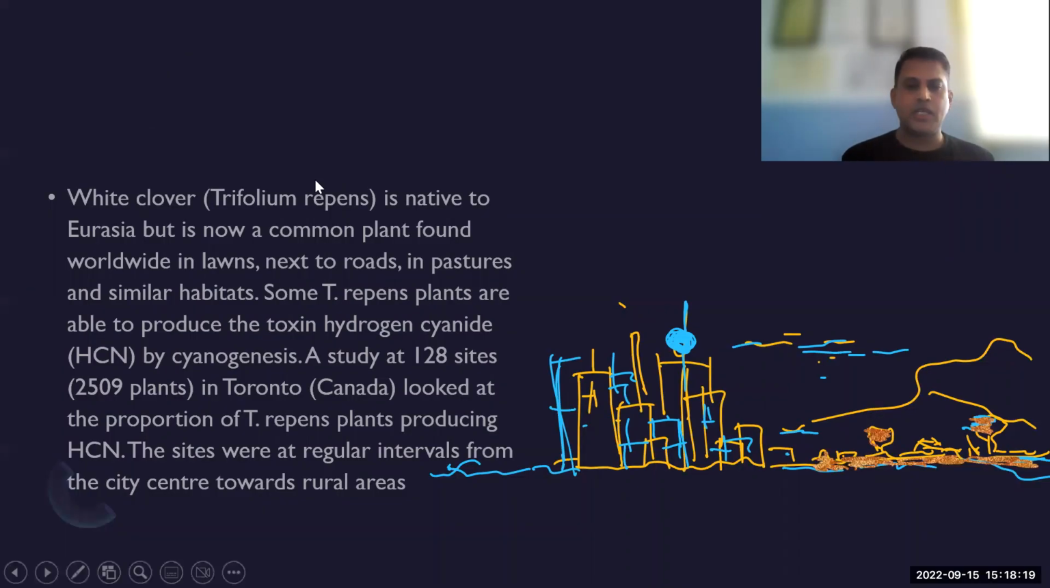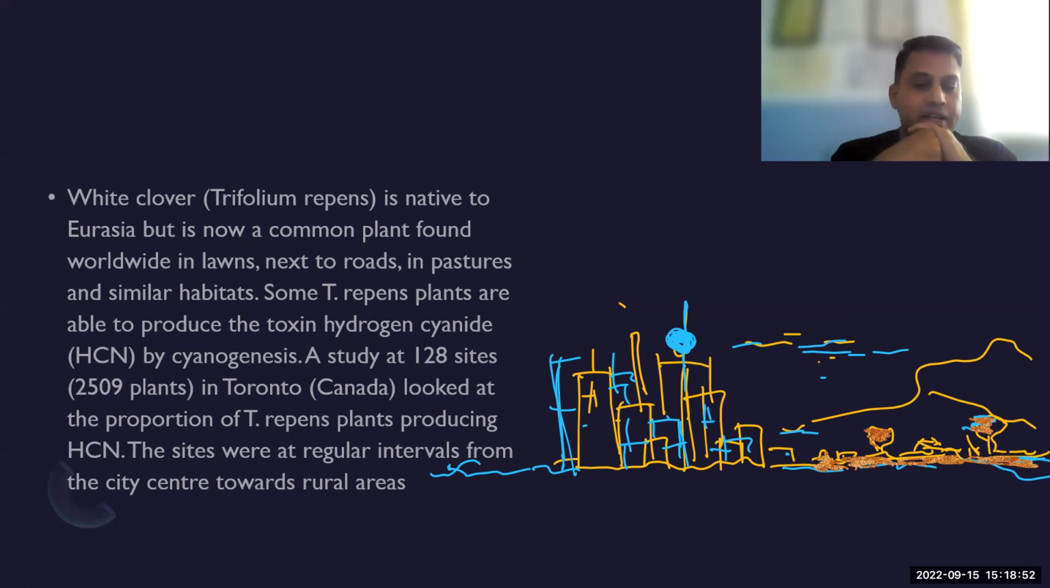This is a white clover, and this plant is growing in many parts of the world. Its scientific name is Trifolium repens. It's native to Eurasia, but is now a common plant found worldwide in lawns, next to roads, in pastures, and similar habitats. Some Trifolium plants are able to produce the toxin hydrogen cyanide, HCN for short, by cyanogenesis. Cyanogenesis is the production of cyanide.